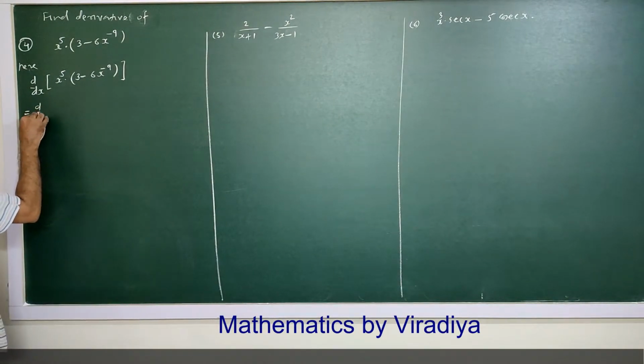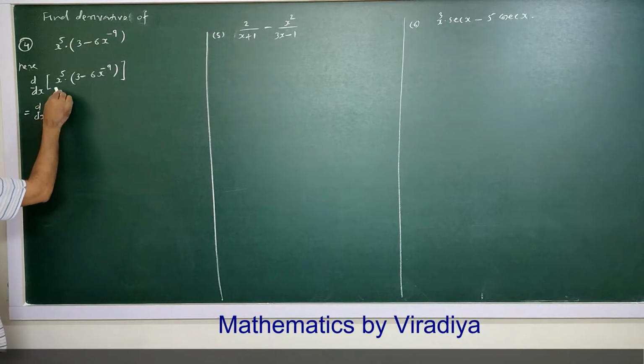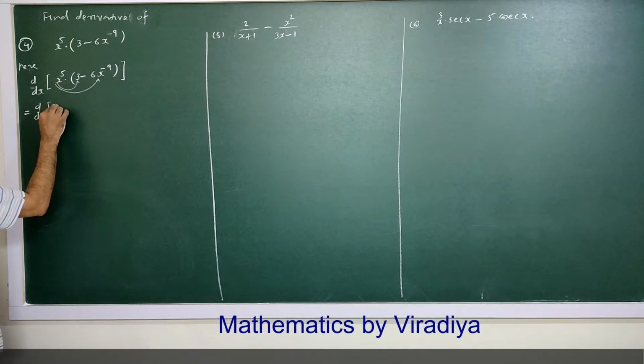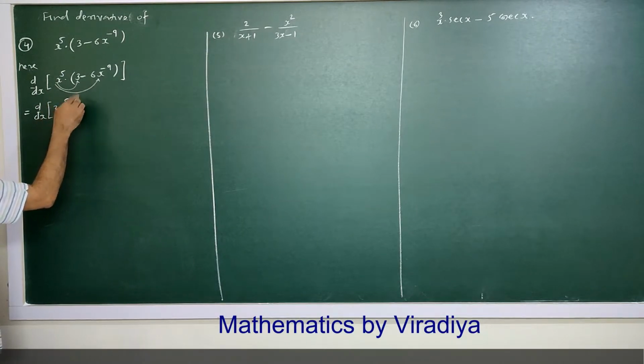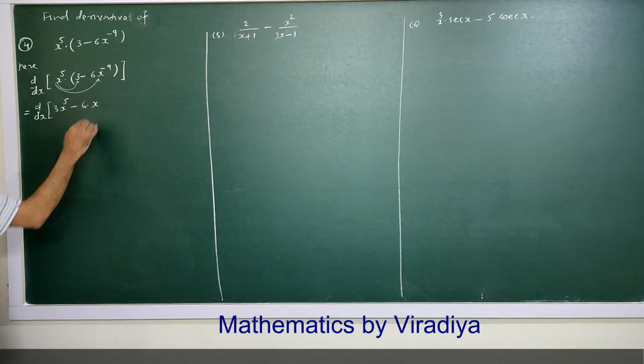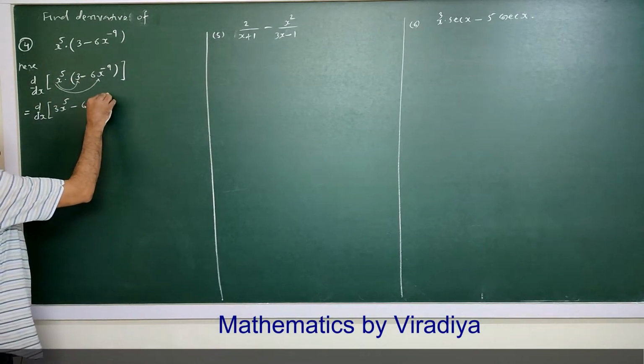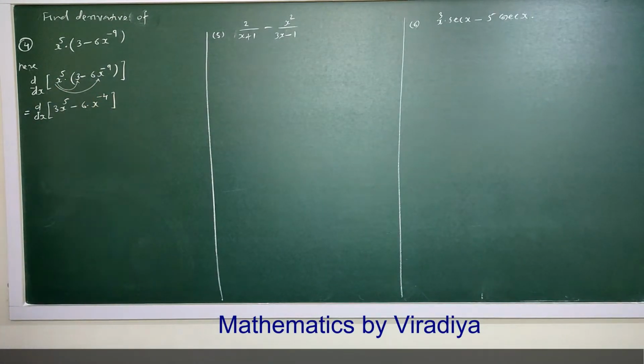First of all, the first way is to multiply the bracket. So 3 into x raised to 5 minus 6 into x raised to 5 into x raised to minus 9. 5 minus 9, that is minus 4. So it's a simple form.